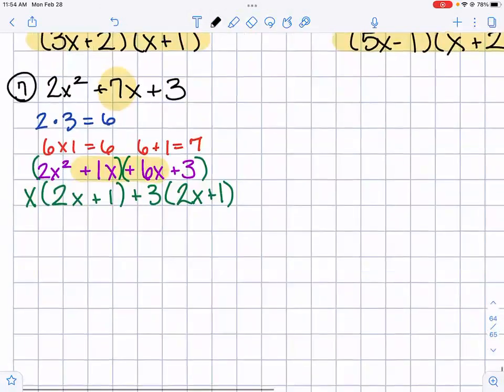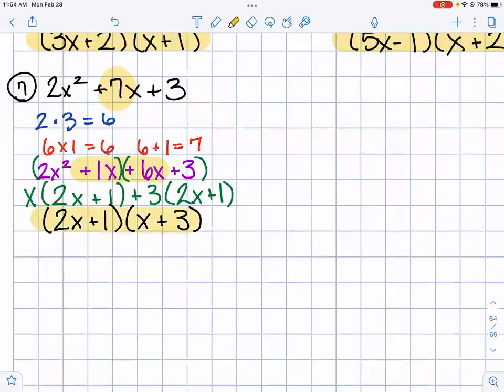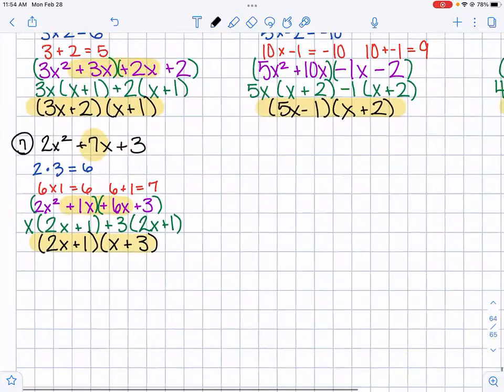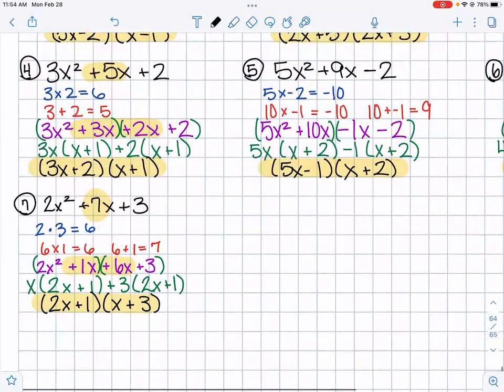So, in your final answer, what's one of the factors? 2x plus 1, because it's the common binomial. What's the other one? X plus 3. Perfect. Final answer. Okay, questions so far? Are we all remembering this okay? All right, let's do another one.